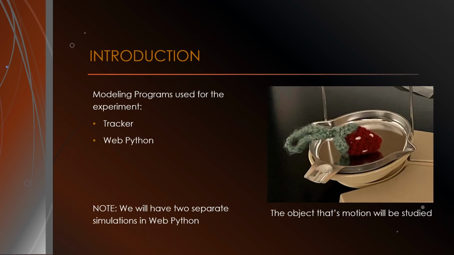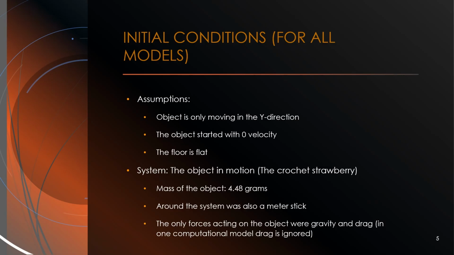So now we're going to be using Tracker and WebPython for our experiment today, and we will have two separate simulations in WebPython. And right here, this is the object whose motion will be studied. So our initial conditions, which are the same for all models, are that we can assume that the object is only moving in the y direction, the object started with zero velocity, and the floor is flat, to my understanding.